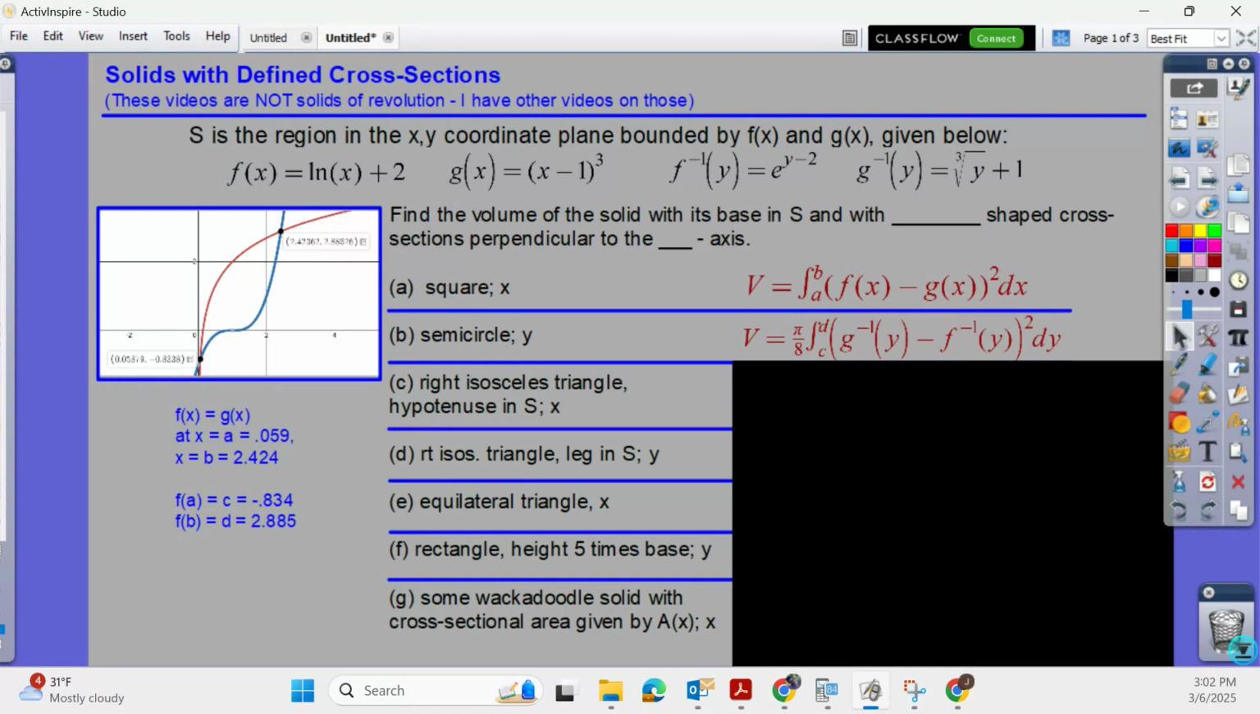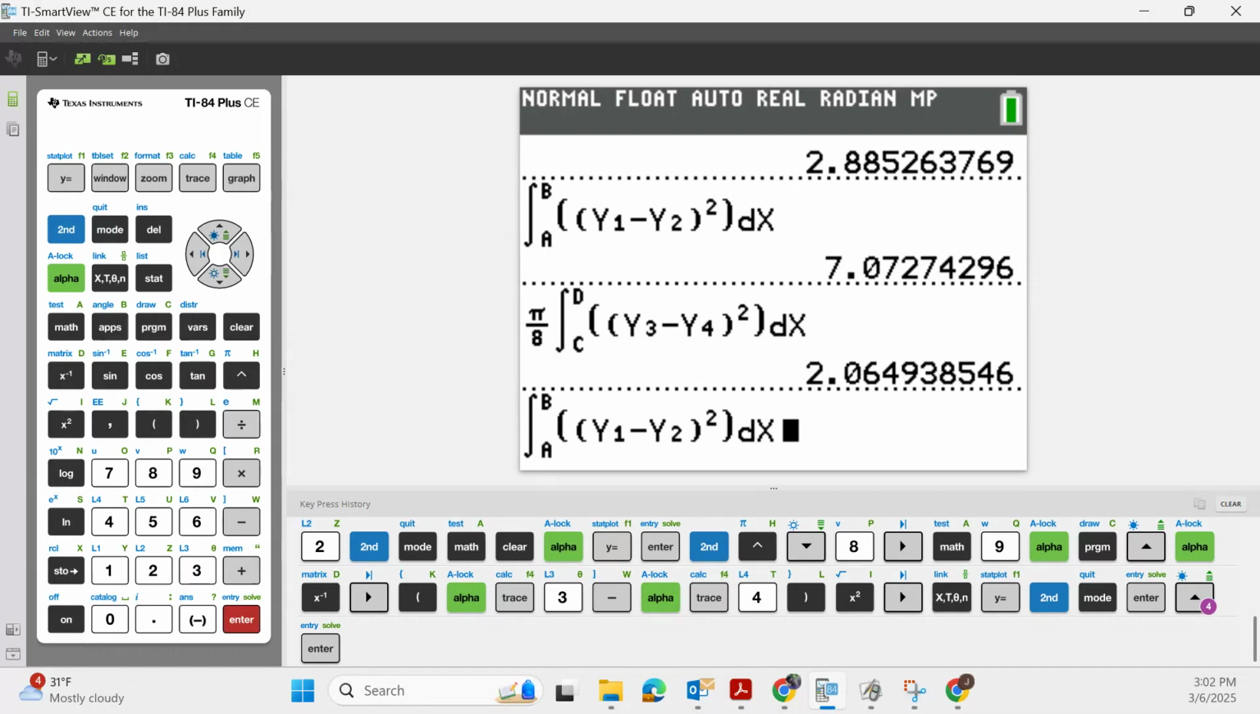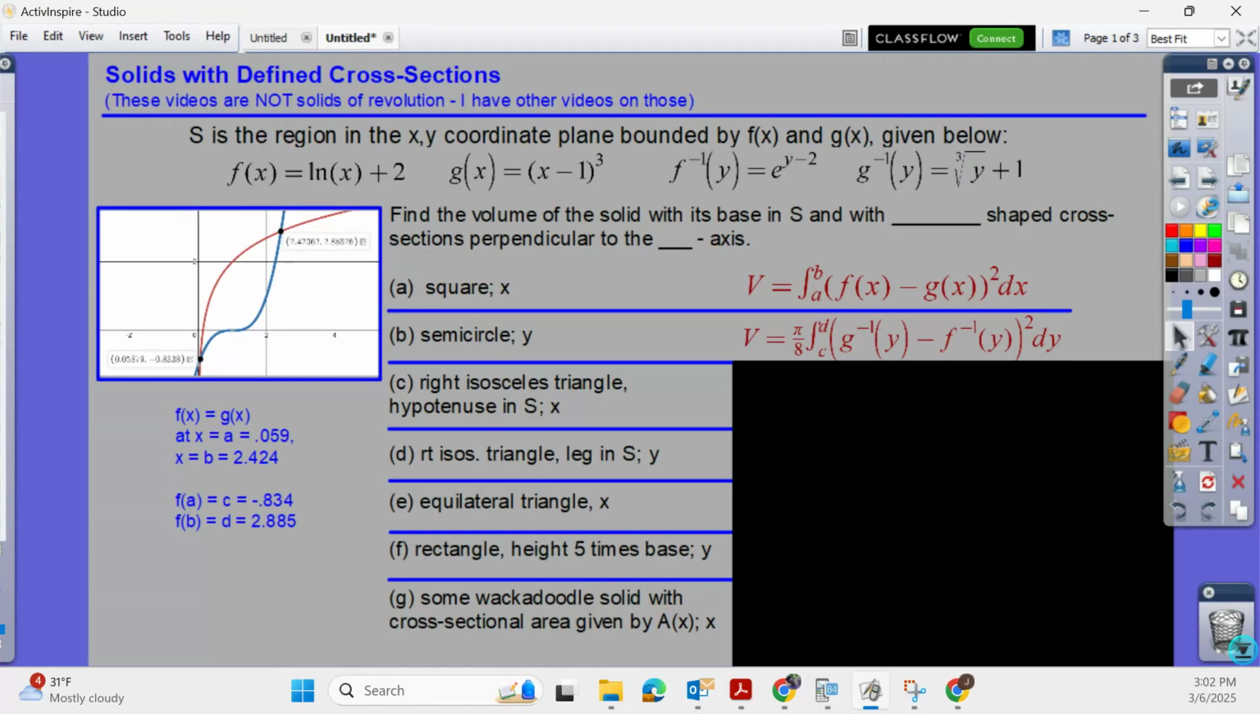All right, we're on to video number 3 for the solids with certain shaped cross sections. In video 1, we looked at squares and semicircles, one going each way. The squares were vertical, semicircles were horizontal. I've got the setups for the answers here on the board and on the screen for you. And in video 2, we actually went and calculated those values in the graphing calculator right here. So I went in detail how to put that in the calculator and get those answers.